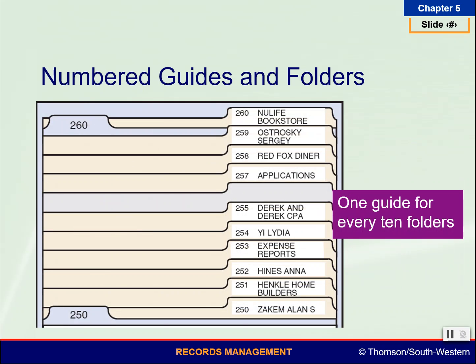Number guides and folders: one guide for every 10 folders. You can see that this is what we call a guide. You learned this one in chapter 4. This is a guide, and 260 is also another guide. In one guide, we have 1, 2, 3, 4, 5, 6 folders. This one has 6, but the maximum is only 10 folders. In guide 250, you arrange 250, 251 in ascending number, from the lowest to the highest.